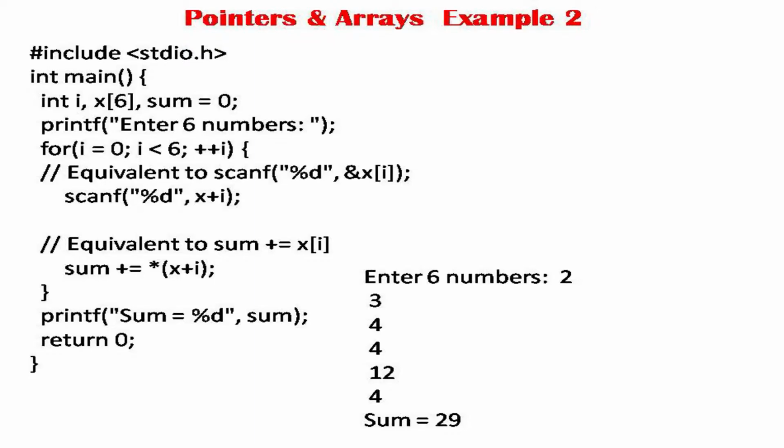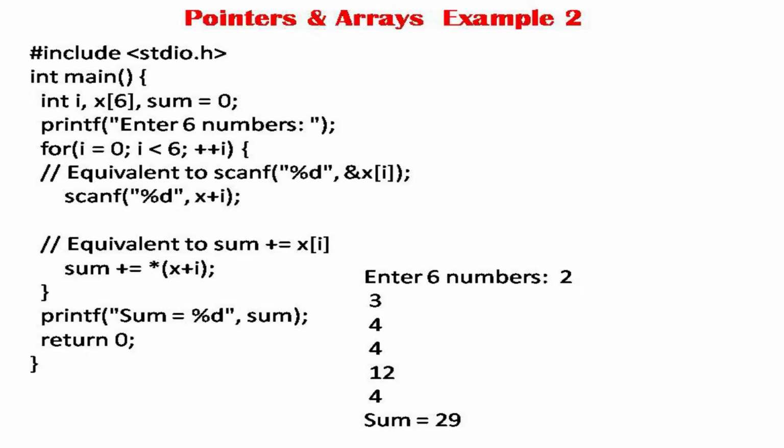Now look at the sum. In a normal statement, you would say sum plus equal to x of i. Here you are saying sum plus equal to asterisk of x plus i, as I have explained right now. So you find the sum inside the loop, and outside the loop you print the sum. That's it. So you saw these two types of statements, how to display and how to accept. With this example I'm sure you are all clear about this.